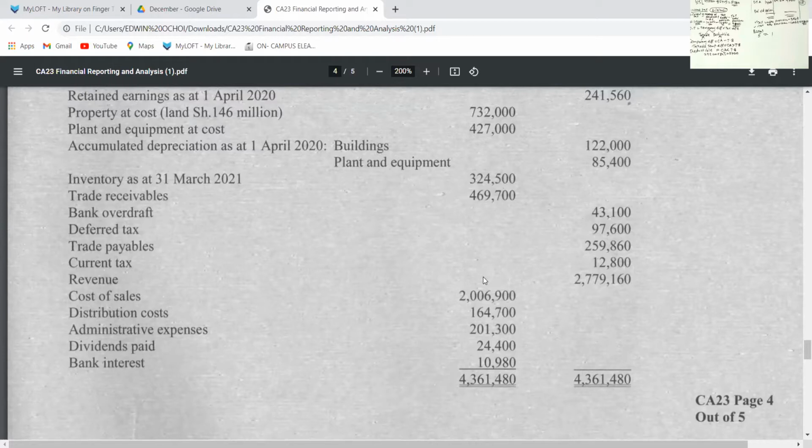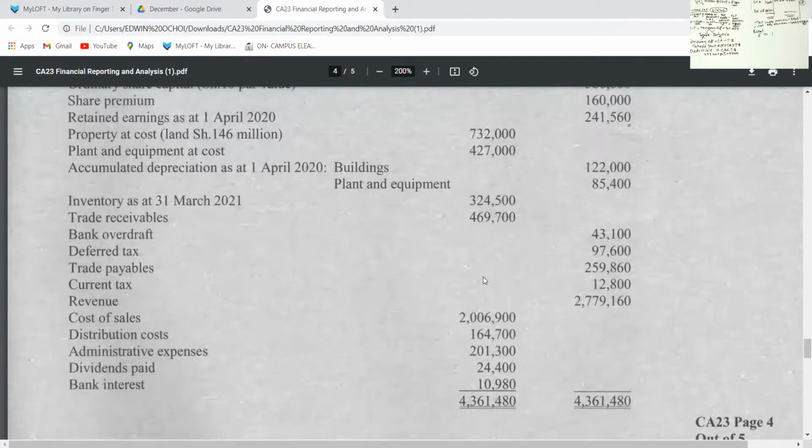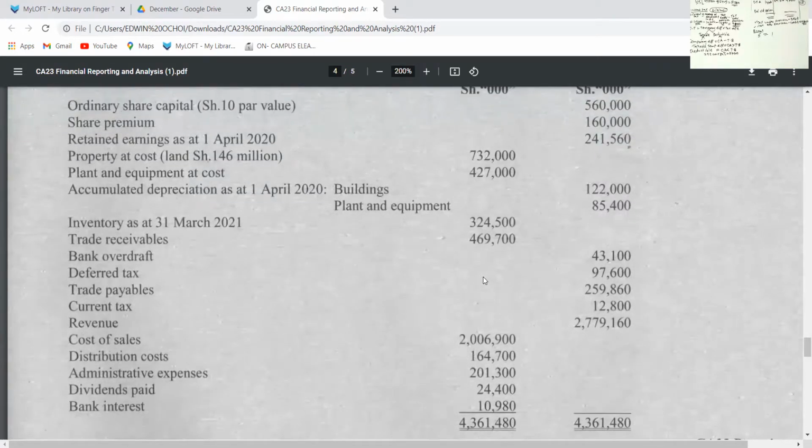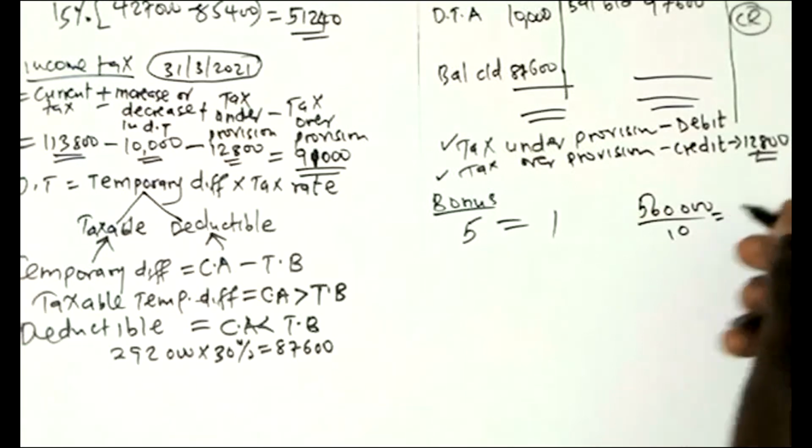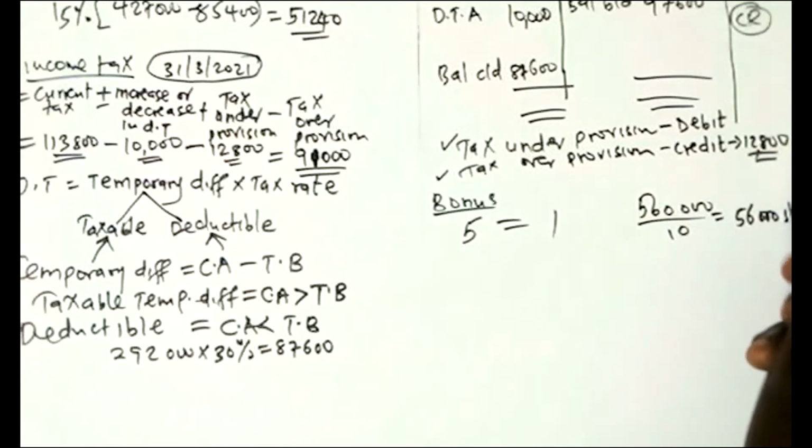So it means that we have to reduce our share premium by the amount of the bonus they were giving out when I will be doing my statement of financial position. To determine the shares the shareholders were holding, I go directly to the ordinary share capital. You can see my ordinary share capital is 560,000, at shillings 10 per share, so the number of shares held by the shareholders is 56,000 shares.